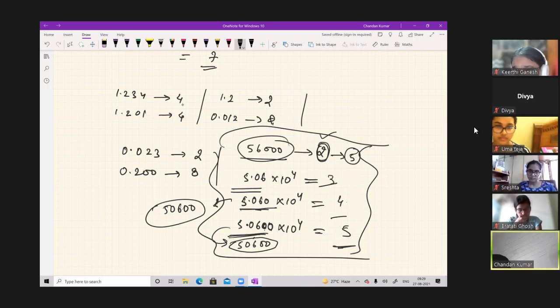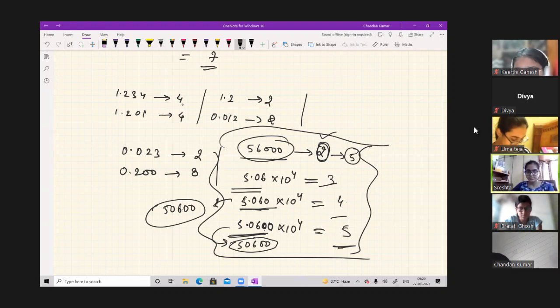56000 was the number I chose, and I did 2 significant figures inside it, but I said that maximum can be 5. So here I'm showing you how maximum can be 5, and at the same time how we can make it 2. Yes, sir. I got it, sir.